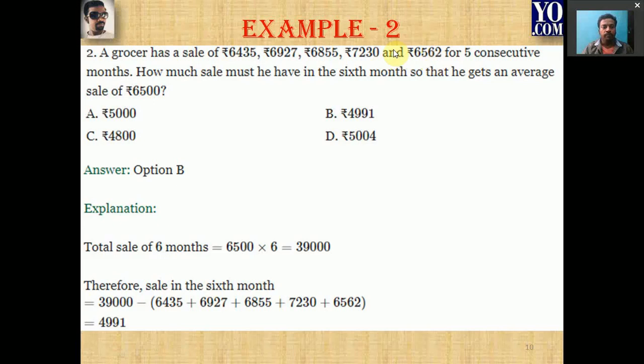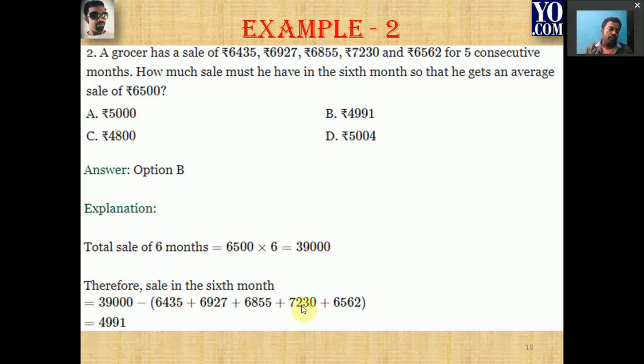So we are going to calculate how much they have in the 6th month, so that we get the average sale of 6,500. That means for 6 months the average sale is 6,500. We are going to calculate the sale in the 6th month.